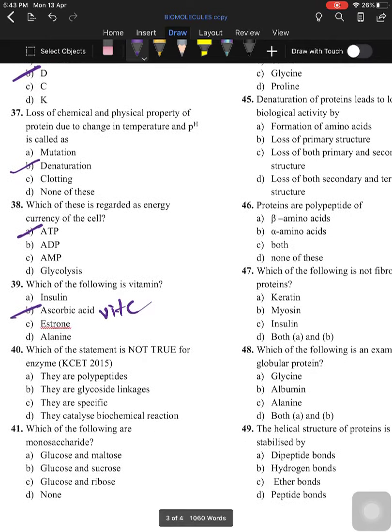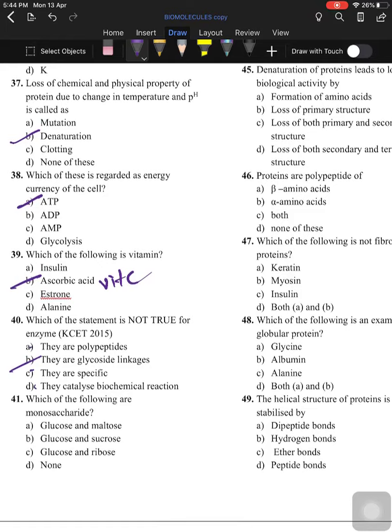Moving on to the 40th, a KCET 2015 question. Which of the following statements is not true for an enzyme? They have given which is a wrong statement. They are polypeptides. Yes, they are true. They are protein molecules, so they must be polypeptides. They have glycosidic linkages. No, they do not contain any glycosidic linkage. Then they are specific. Yes, it is true. They catalyze biochemical reactions. A, C, D statements are correct, whereas B is wrong, but it is the correct option. Moving on to the 41st.